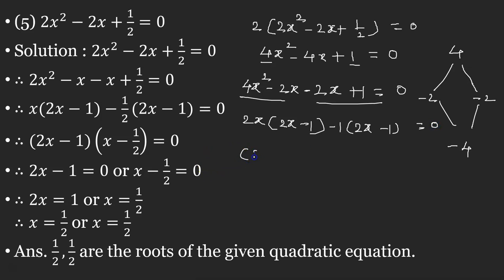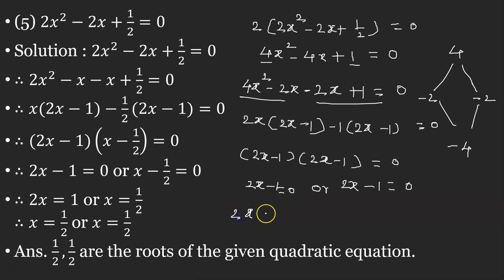And therefore again here 2x minus 1 in the first bracket, and the remaining is also the same. That is 2x minus 1, 2x minus 1, and that equals 0. And again here 2x minus 1 is equal to 0, or again here 2x minus 1 is equal to 0. Same term set, and therefore here you will get 2x is equal to 1, and therefore x is equal to 1 upon 2.